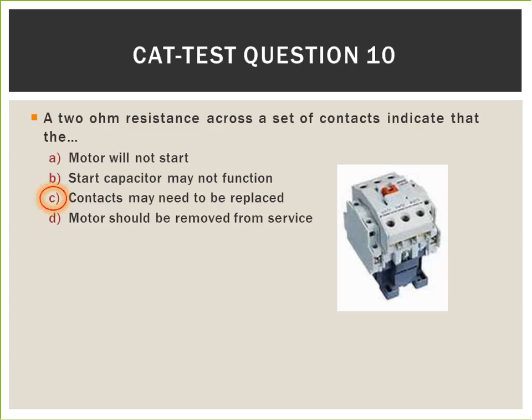A 2 ohm resistance is indicative that the contacts have wear and may need to be replaced. Answers A and B are not the best answers because the motor and start capacitor may still function normally. Answer D is not the best answer because without some other indication of failure or improper operation, the motor can likely still be used until the contacts can be replaced.